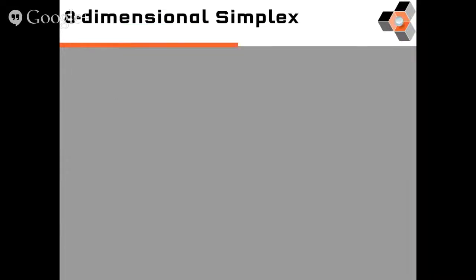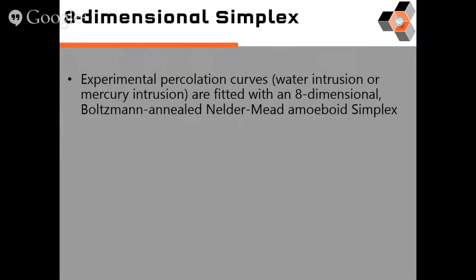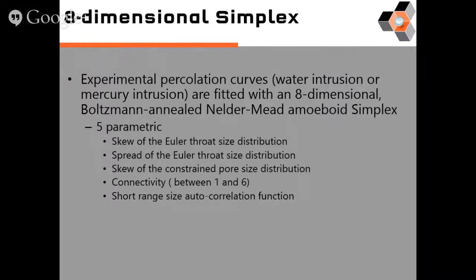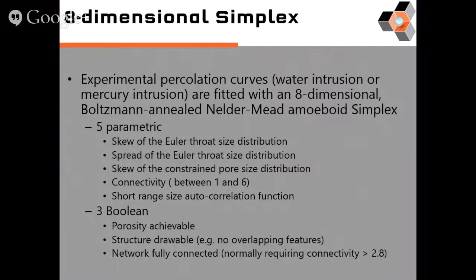On the next slide, we see that what we have seen is actually a two-dimensional simplex. It had two parameters, but we use an 8-dimensional simplex within the software. It's called a Nelder-Mead simplex. The annealing is a Boltzmann annealing. On the next bullet point, we see that there are 5 parameters, which are the throat size distribution, spread and skew of the pore size distribution, the connectivity of the network, and the short range size autocorrelation function. And clicking again, we see there are also 3 Boolean parameters: porosity achievable, structure drawable, network fully connected.